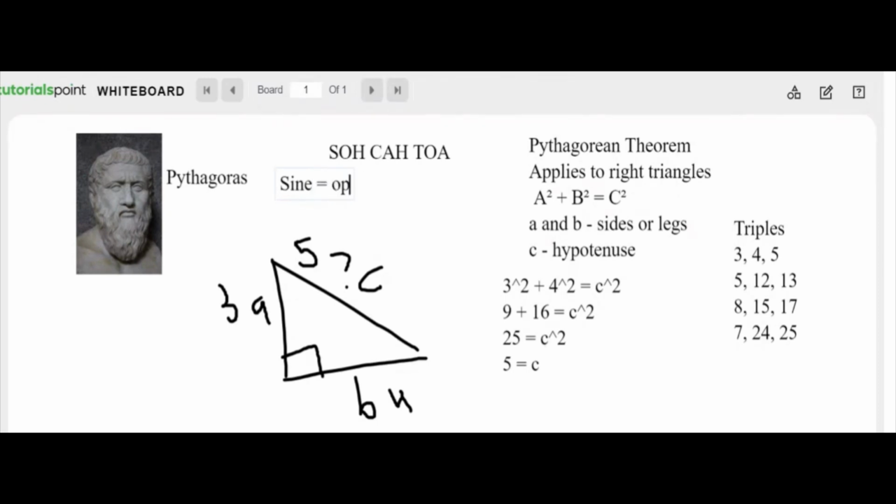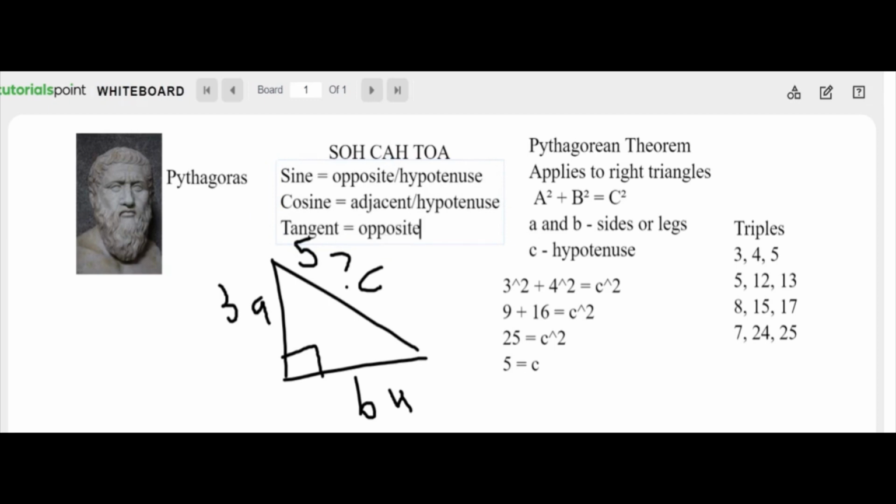The OH in SOH represents opposite over hypotenuse. Next, CAH: C means cosine, and on your calculator you will see this as COS, and the A and H represent adjacent over hypotenuse. Lastly, TOA: T represents tangent, and on your calculator tangent will be represented as TAN, and OA is opposite over adjacent. That's the full form of this whole acronym.